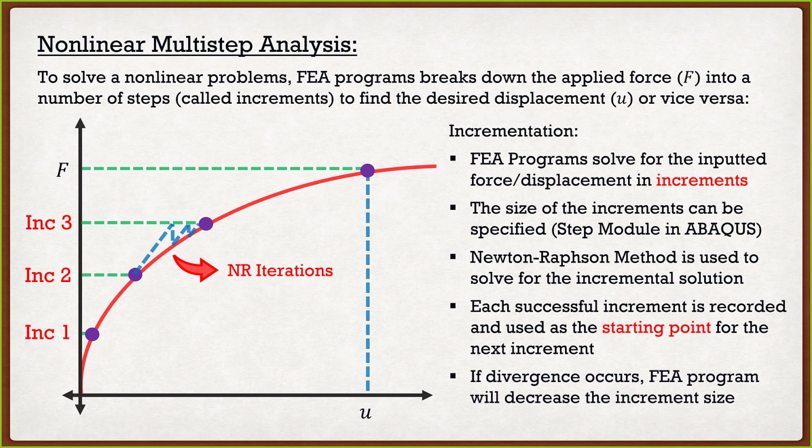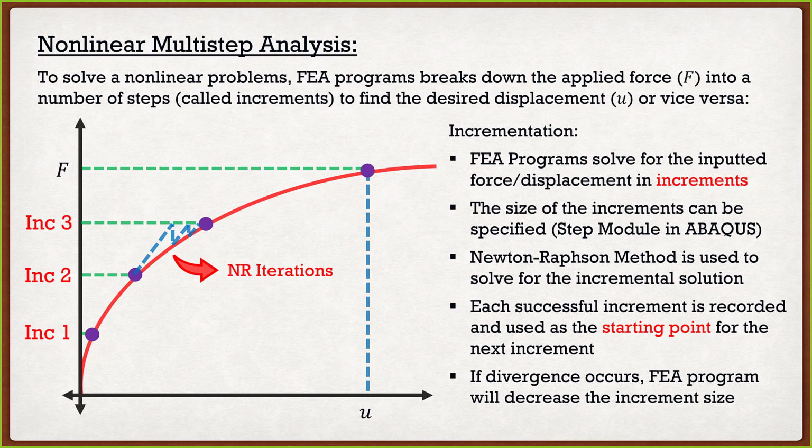So what happens in these programs is we actually decrease the increment size. Let's say I'm trying to go from increment 2 over to increment 3, and I'm at 10 iterations of the Newton-Raphson method, and we still can't find anything. Well, what happens in that very specific case is ABAQUS just said it diverged. Unsuccessful, basically, is what it says. So what it does is it restarts back at increment 2, and instead of going all the way to increment 3, maybe it'll go somewhere halfway between, try and get even a smaller approach. So that's what's going on with these finite element software.